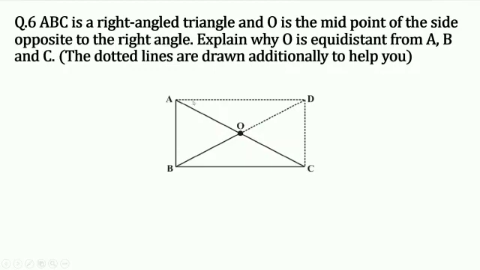So here we have extended the diagram, and the right angle triangle which we were originally given, now we have converted into a rectangle ABCD, where AC and BD are the diagonals and they are intersecting each other at point O. And we have to prove that OA is equal to OB is equal to OC. Let's see how we have to do it.